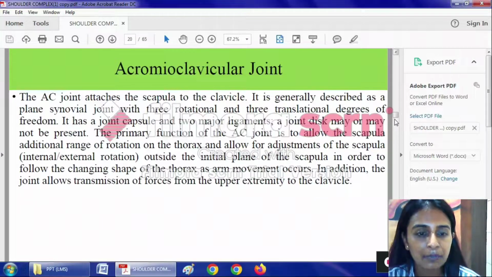The primary function of the AC joint is to allow the scapula additional range of rotation on the thorax and allow for adjustment of the scapula, internal and external, outside the initial plane of the scapula in order to follow the changing shape of the thorax as arm movement occurs. In addition, the joint allows transmission of forces from the upper extremity to the clavicle.